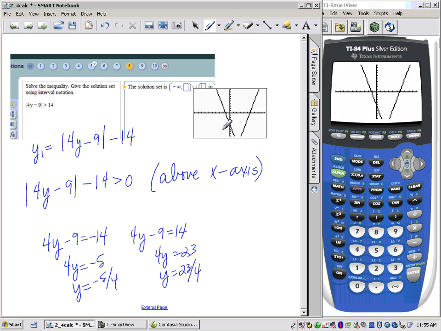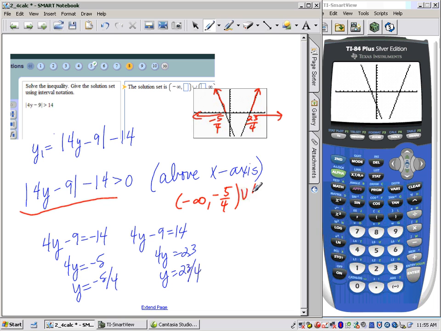So what are we looking at? We're trying to find where this expression is greater than 0, or where it is above the x-axis, and that happens in the outermost regions. And so what were our boundary numbers? They were -5/4 and 23/4. So it would be beyond the 23/4 and to the left of the -5/4. So it just is a way to confirm which region we're looking at.